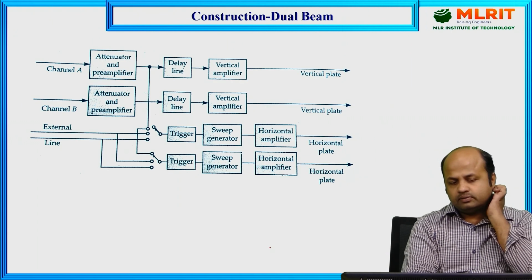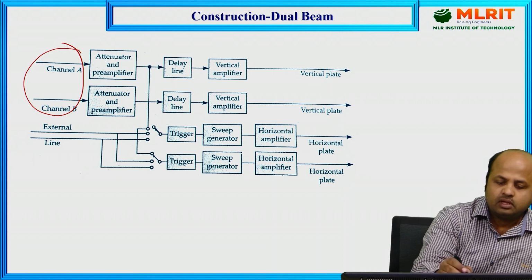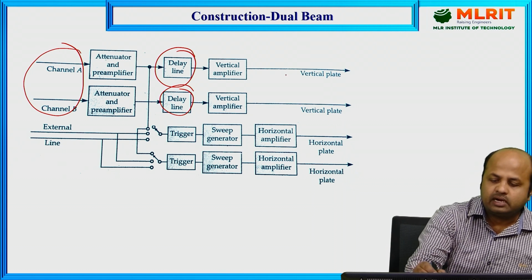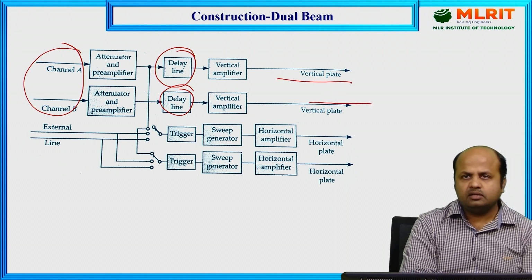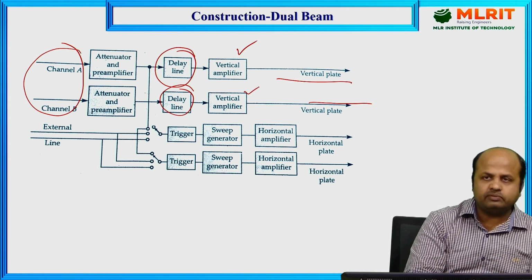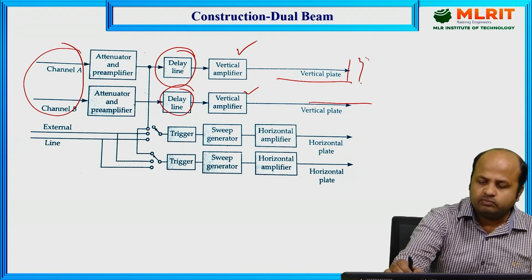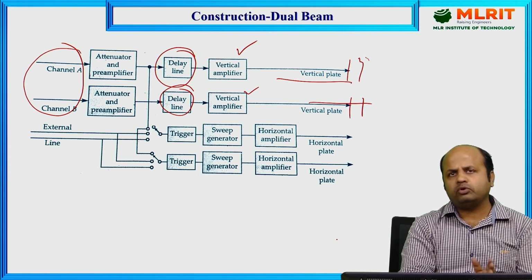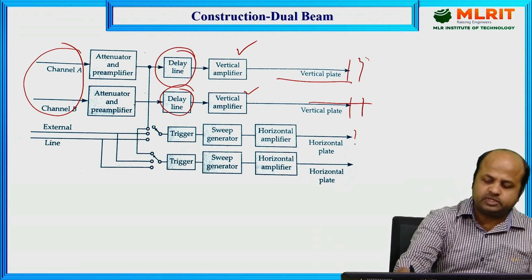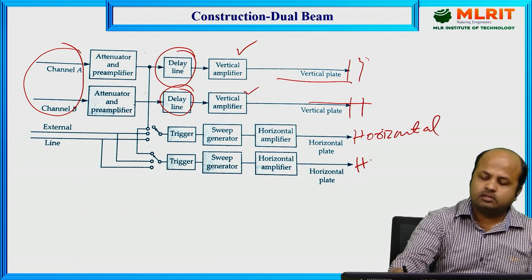So here we can see that two waveforms are there, channel A and channel B, and we have a delay line as seen in the normal CRO also, and we have two separate vertical amplifiers. Channel A will be deflected by this vertical amplifier independently, and channel B will be deflected by this vertical amplifier independently. After deflection, it will be given to the vertical plates. So in dual beam, we will find two pairs of vertical plates, and we have two sweep generators which will provide the horizontal deflection.